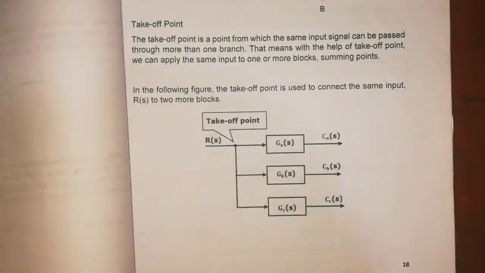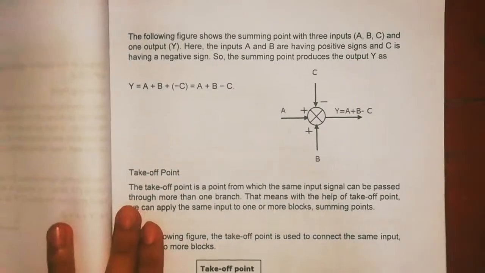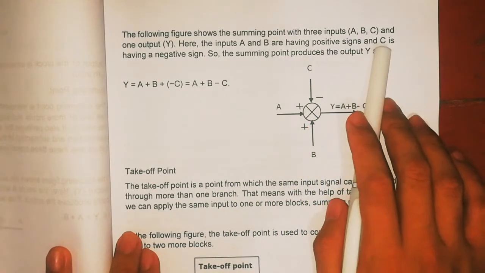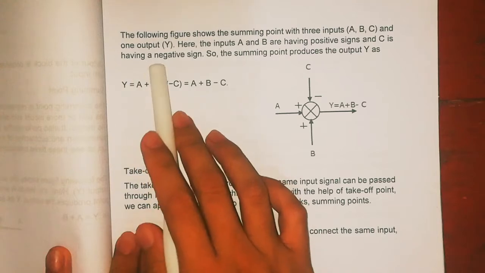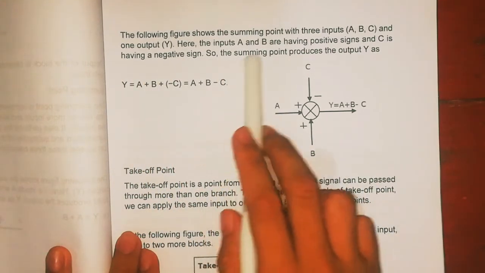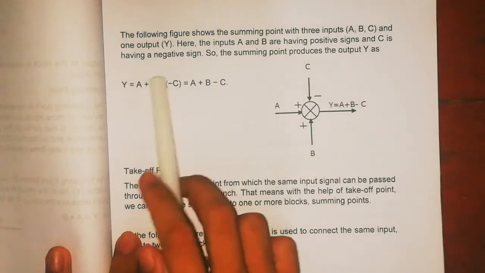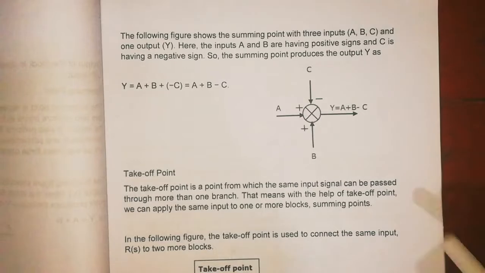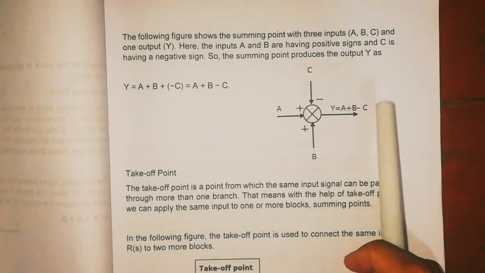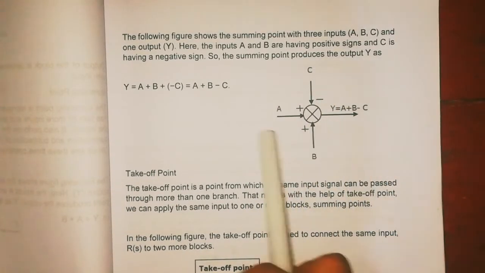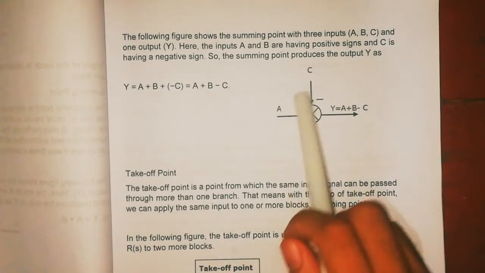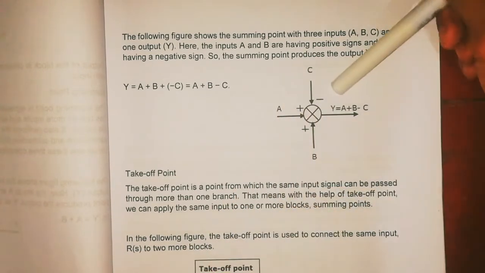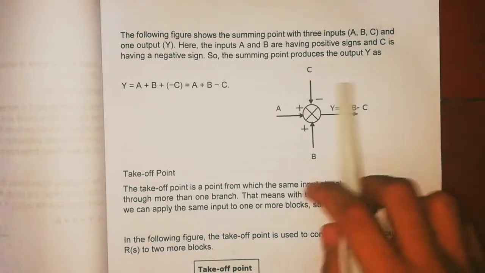So another example, the following figure shows the summing point with three inputs A, B, and C, and one output Y. Here the inputs A and B are having positive sign and C is having a negative sign. So the summing point produces the output Y. So para makuha natin yung output na Y, i-add mo lang yung tatlong signal. So positive A plus positive B minus C. So A plus B minus C. So yan yung output na Y.